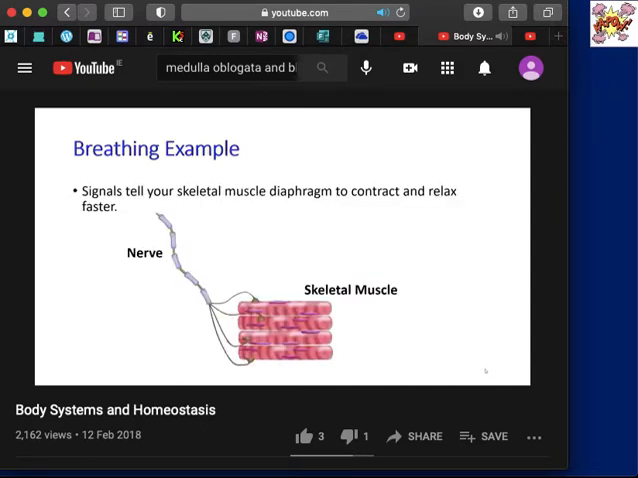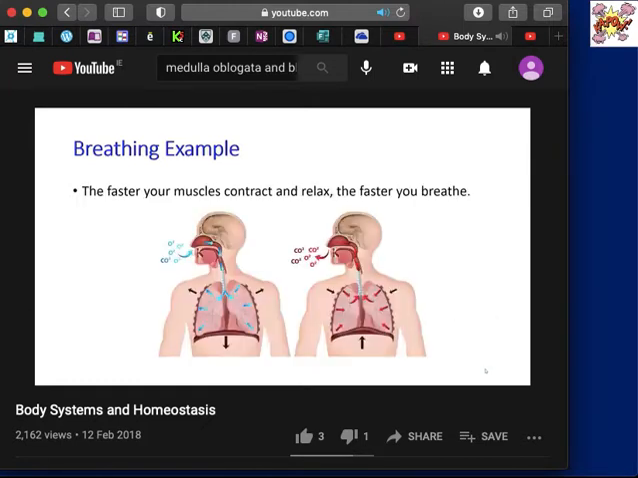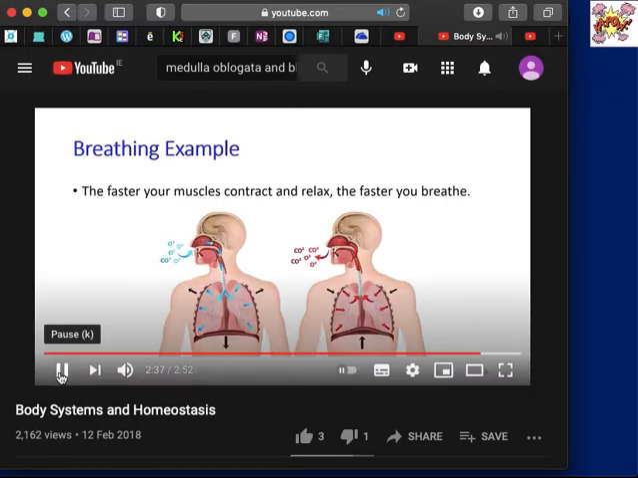And the signal tells your skeletal muscles, the diaphragm, to contract and relax faster. And the diaphragm is attached to your lungs. And the faster those muscles contract and relax, the faster you're going to breathe. And therefore, you're able to get rid of all that carbon dioxide and have the potential to bring in more oxygen to do cellular respiration.